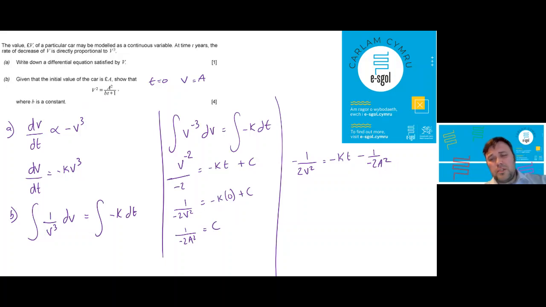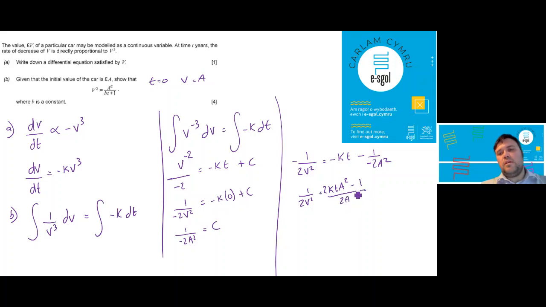Since they're all minuses, I'm going to change them to pluses. And I wouldn't mind having this as one fraction. So I'm going to have to times this by 2a squared, so that I have 1 over 2v squared equals kt, I'll put 2 in front, kta squared minus 1 over 2a.